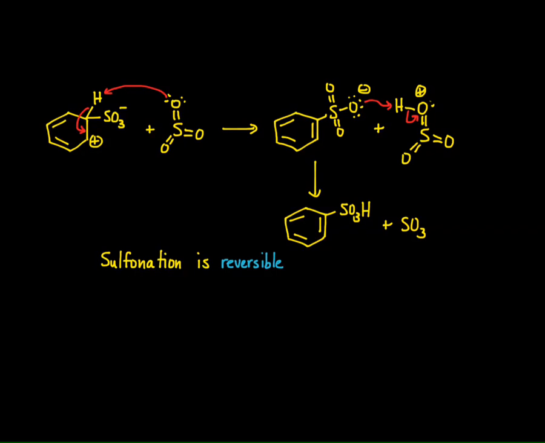Now the cool thing synthetically, and we're going to see how this can be utilized later on, is that sulfonation is actually reversible. So if I take benzene sulfonic acid and I treat it with water and I heat it up, I can actually reverse that reaction completely and I can regenerate benzene. This is useful for synthetic purposes that we'll see later on.